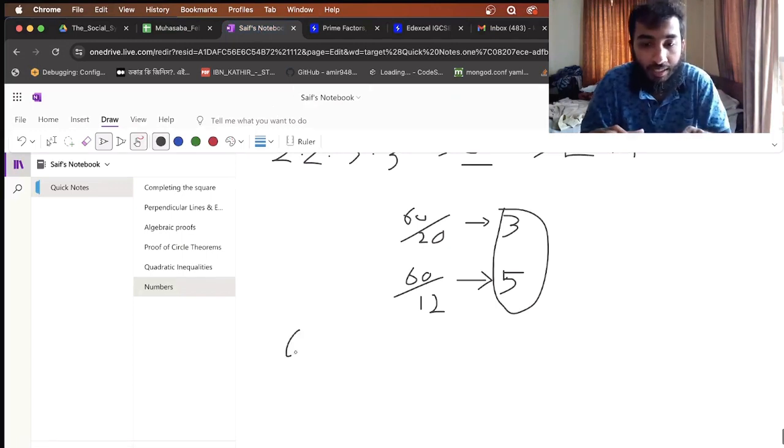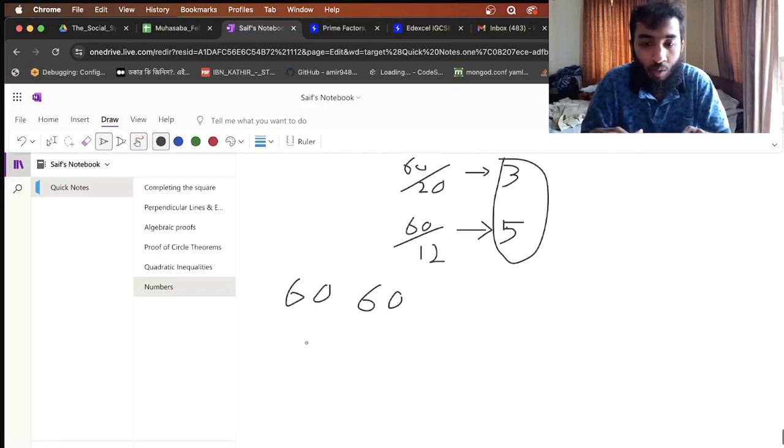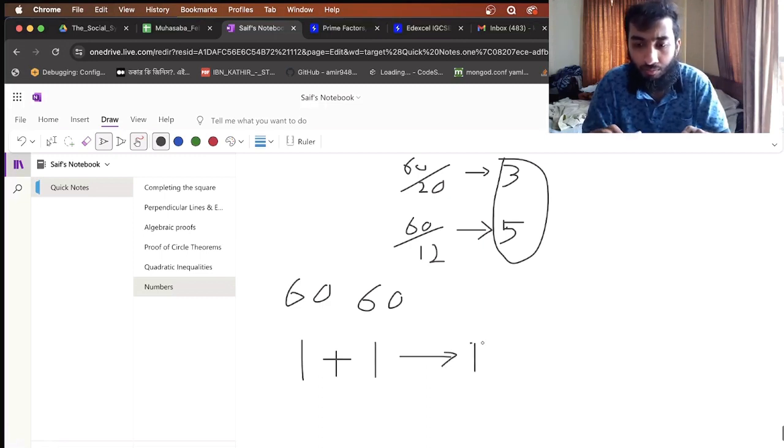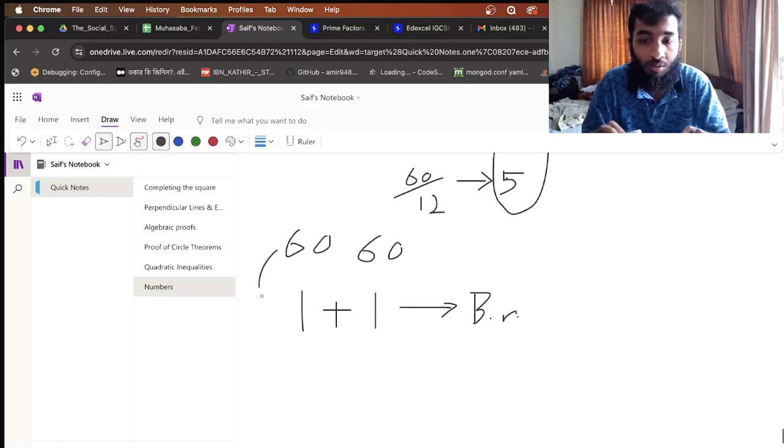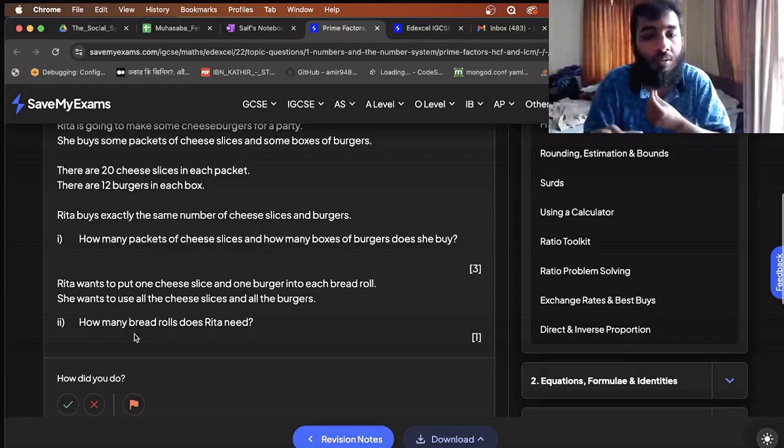Now Rita has 60 cheese slices and 60 burgers. One from the 60 cheese slices and 1 from the burgers is required for each bread roll. So if you take 1 from each of the 60 cheese slices and burgers, how many bread rolls are required? 60. These are the bread rolls required for Rita.